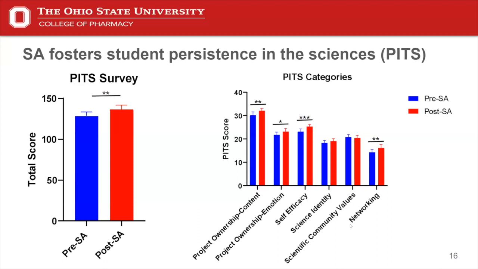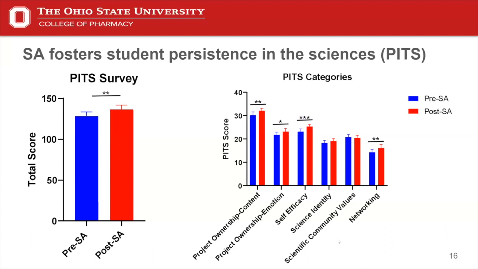And we see across the board, in most of these categories, significantly higher scores on student engagement in these factors that are predictors of student persistence in the sciences, from their undergraduate program to completing their bachelor's degree to going on to graduate school or professional school and so forth.